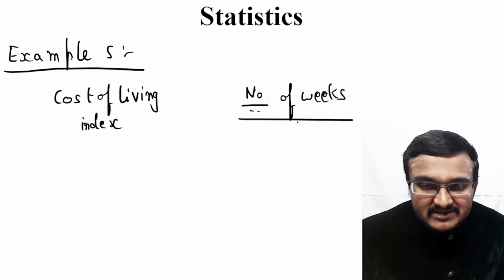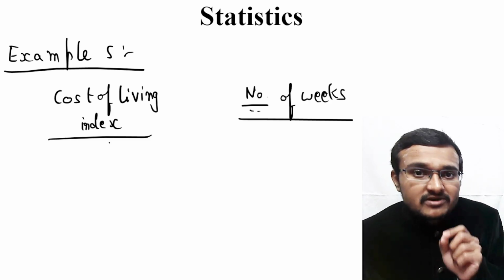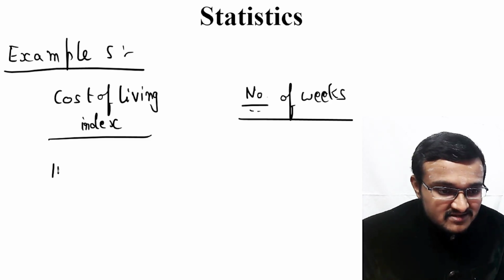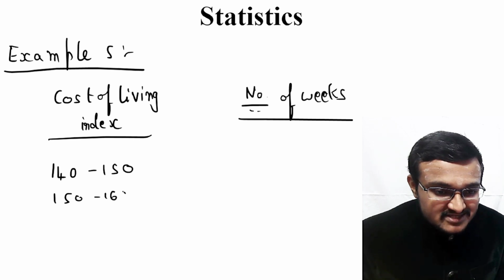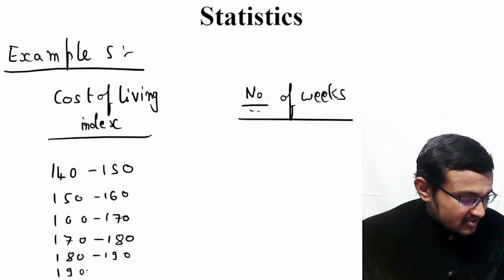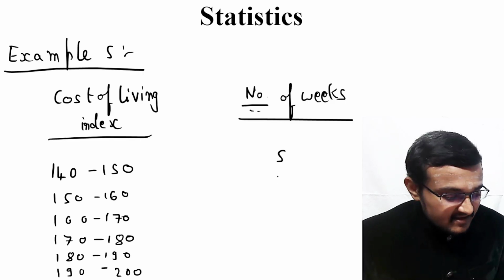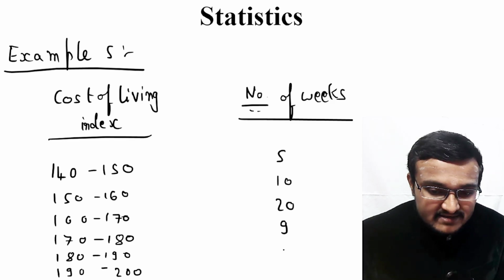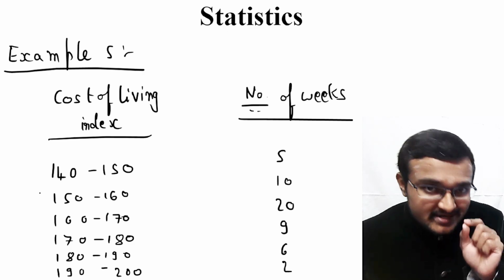So that means they have given frequency as number of weeks and cost of living index as the range on x-axis. So this range starts from 140 to 150, 150 to 160, 160 to 170, 170 to 180, 180 to 190, 190 to 200. So now number of weeks is 5, 10, 20, 9, 6, 2. So now we can plot this without plotting a histogram plot.